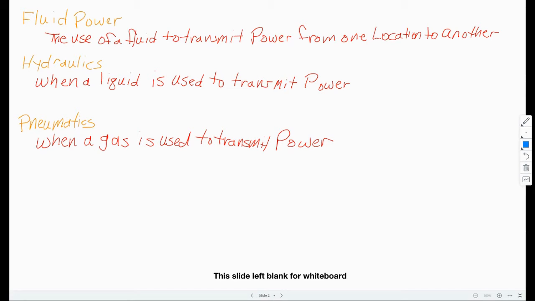Okay, let's talk about fluid power. Let's begin by just defining what fluid power is. It's the use of a fluid, either a liquid or a gas, to transmit power from one location to another.